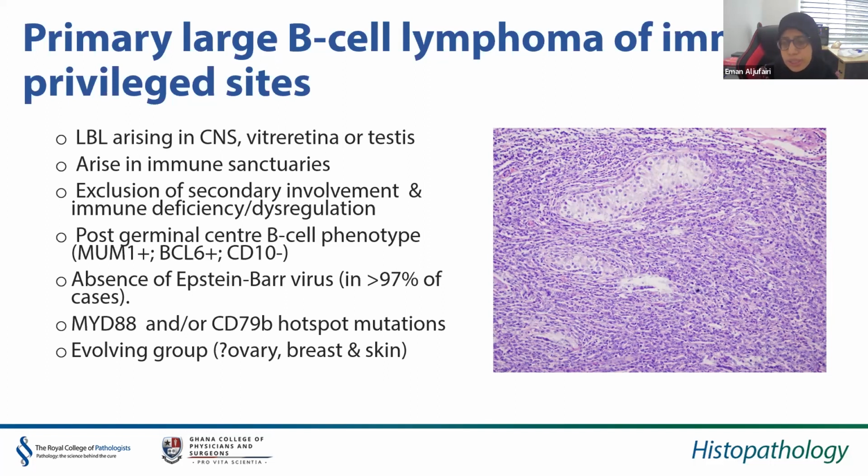They are also usually not related to EBV. Whenever you have an EBV-related lymphoma in these sites, the first thing is to rule out that it's related to immune deficiency or dysregulation, because then it will go into a different subcategory. Many of them will have MYD88 or CD79B mutations. As this is a new group, it might be expanding in the coming years. Maybe it will also include primary lymphomas of the ovary, breast, and maybe even the skin, because these also behave differently from the usual systemic or extranodal lymphomas and have more similarity to this group. But for the time being, only the CNS, the vitreoretina, and the testis are included.